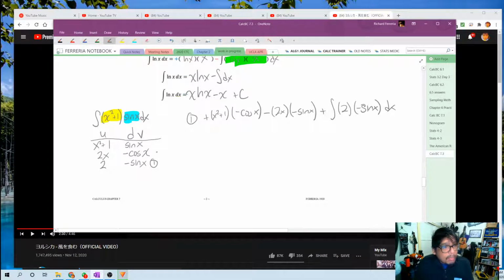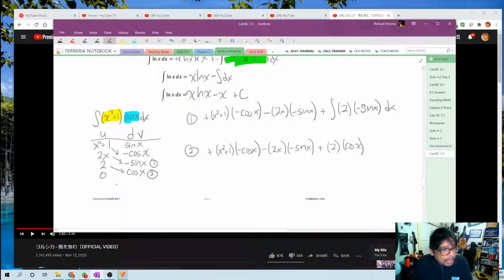Or if you saw that the next line was going to be a 0, we could get to 0, and this brings me to number 2, which is x squared plus 1 multiplied by negative cosine x, minus 2x multiplied by negative sine x, plus 2 times cosine x.